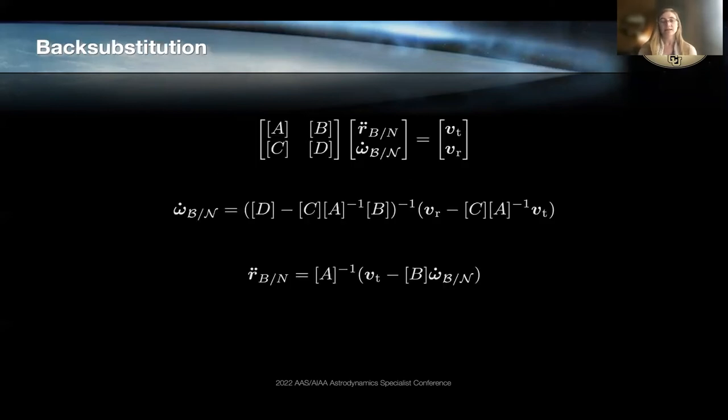The nice thing about doing it this way is you get this partitioned block matrix. Each of A, B, C, and D are 3x3 matrices. And there's a linear algebra technique called Schur's complement that lets you solve for omega dot BN and r double dot BN doing just a handful of 3x3 matrix inversions. So you're doing the A inverse computation and the inverse of this whole matrix, but everything else here is just addition and matrix multiplication, fast operations.